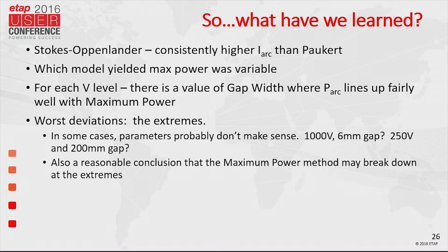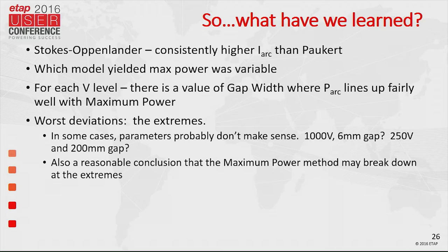I didn't show you anywhere near all the calculations that we did, but I ran things even as extreme as 1,000 volt DC with a 6 millimeter gap. The results didn't look very good there. We were way away from that maximum power point. 250 volt or even 125 volt in a 200 millimeter gap. Could we even really sustain an arc across that kind of gap between the electrodes? Maybe not. And those other calculation models may give us an indication that could be the case.